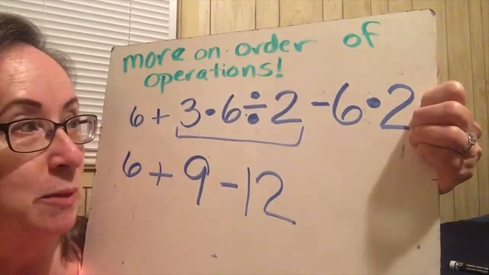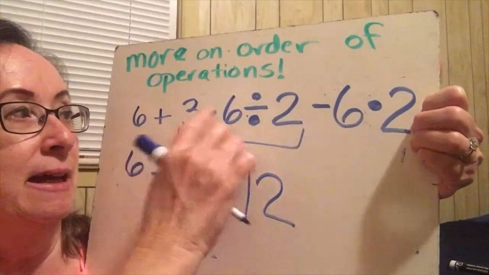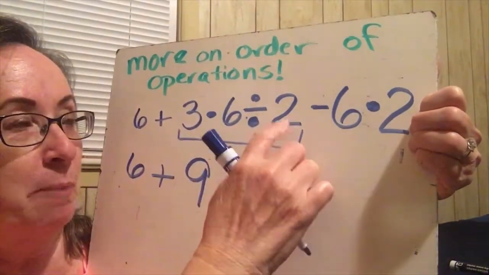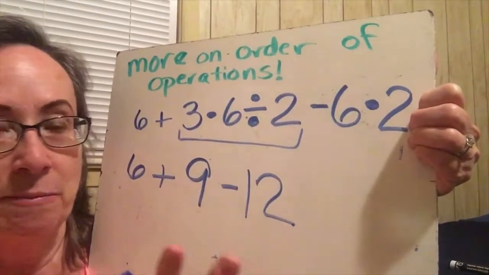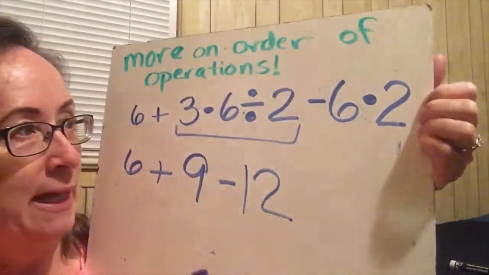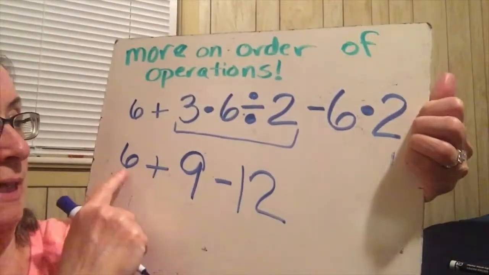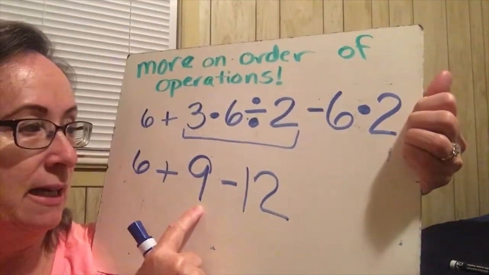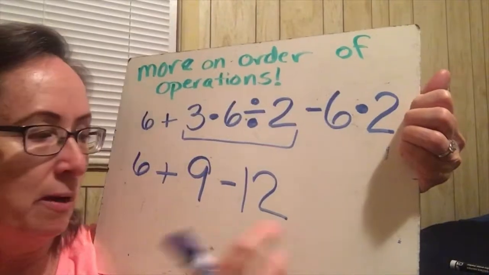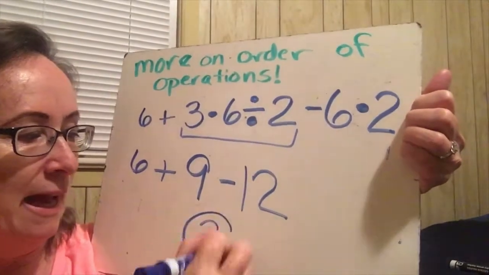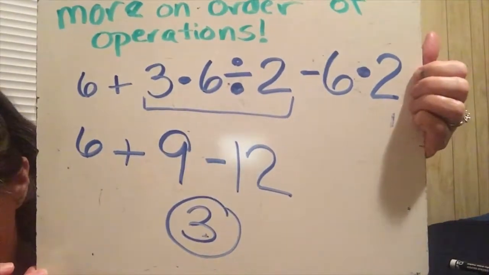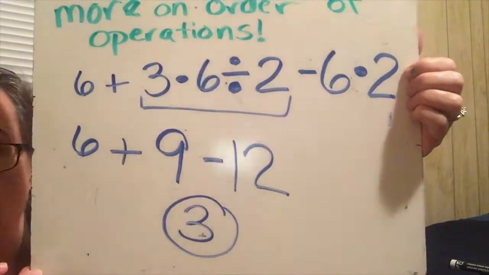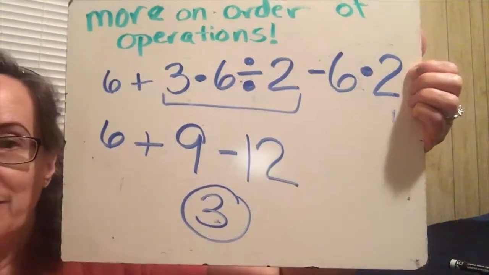So you can do it the way your book says it, or you can say 18 divided by 2 is 9, because you're doing all of those at the same time in order. And then we have 6 plus 9 is 15, then 15 take away the 12 is 3. And that would be our final answer on that one. So look at that board real carefully, and we're going to come back with more examples.